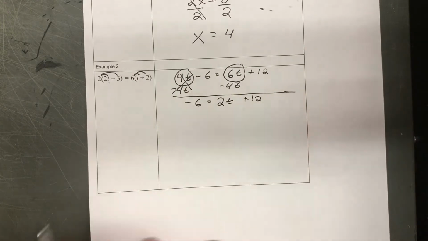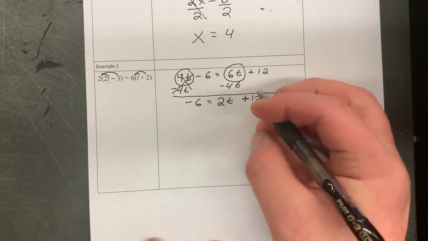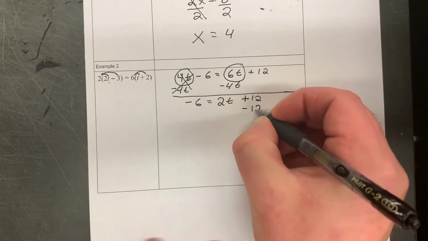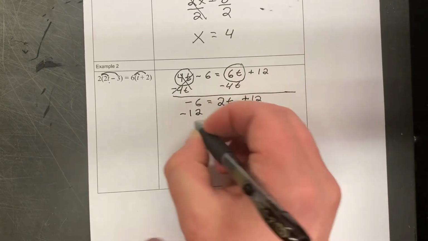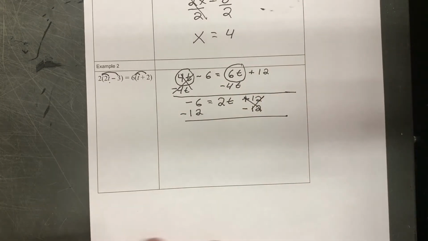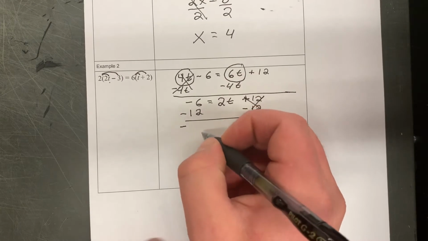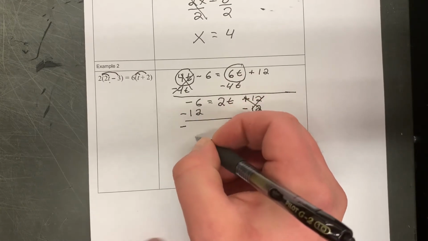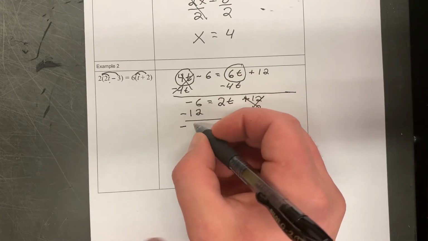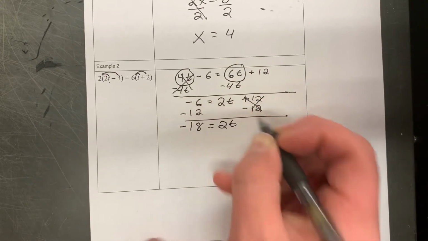I want to isolate my variable, so I need to get rid of this plus 12. I get rid of positive 12 or plus 12 by subtracting 12. These cancel out. Negative 6 minus 12. I'm just like adding because I have 2 negatives, so I'm going larger negative. Negative 6 minus 12 gives me negative 18. Bring down what I did not touch.